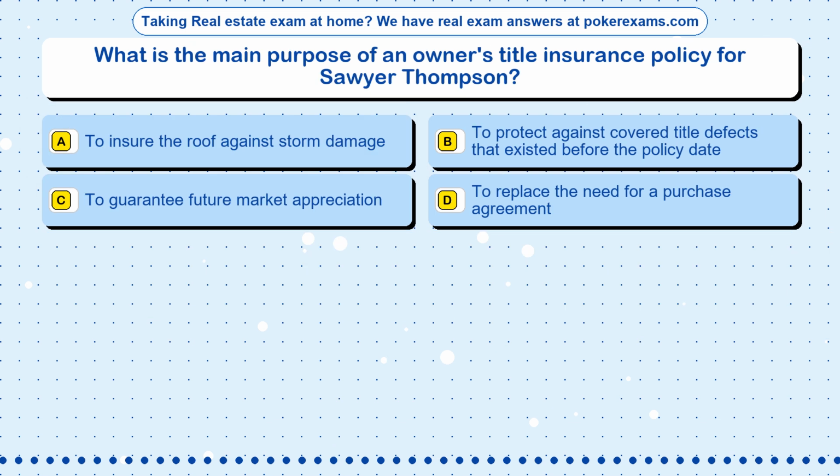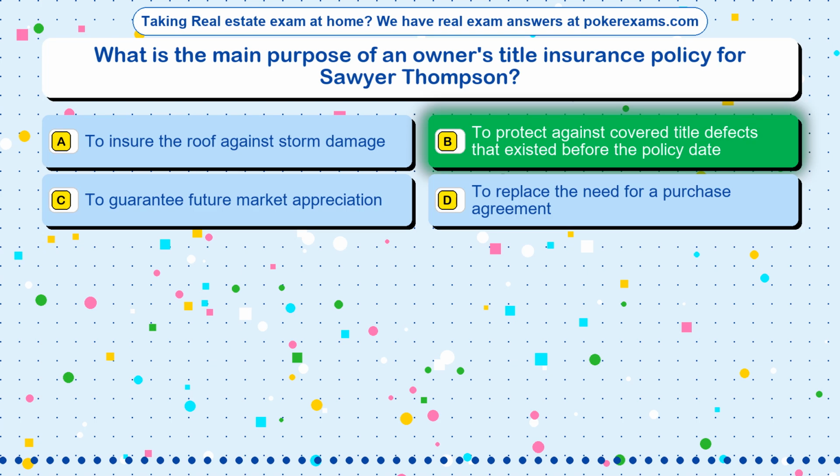Question 90. What is the main purpose of an owner's title insurance policy for Sawyer Thompson? Option A. To insure the roof against storm damage. Option B. To protect against covered title defects that existed before the policy date. Option C. To guarantee future market appreciation. Option D. To replace the need for a purchase agreement.